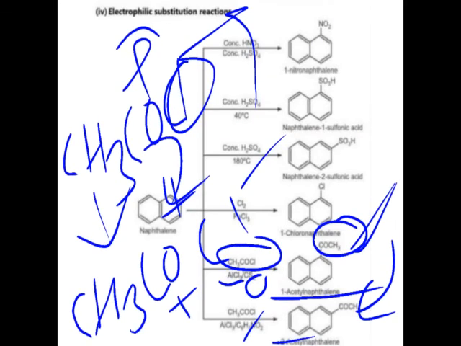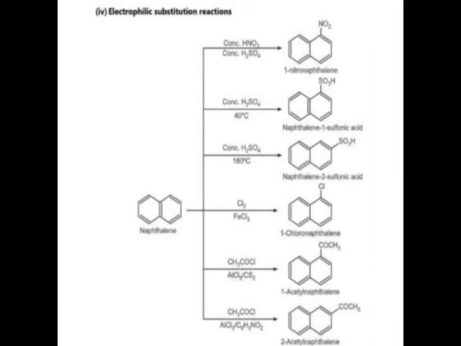So in this way, with the help of different reagents, we get different products. These are electrophilic substitution reactions. Once again I will repeat these electrophilic substitution reactions. Generally what happens in substitution is that a single-bonded hydrogen is present.